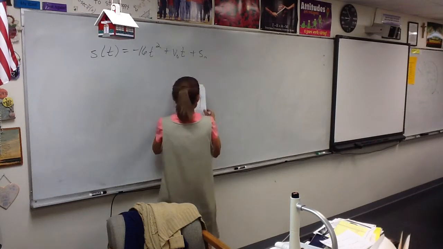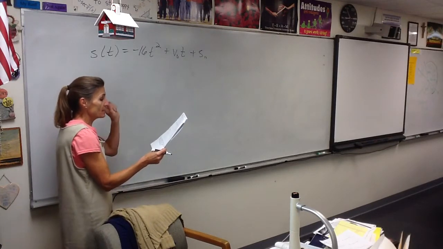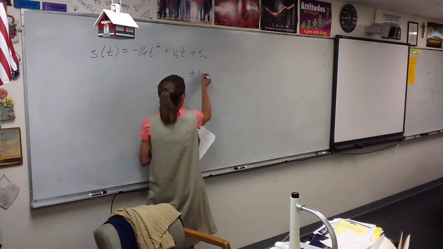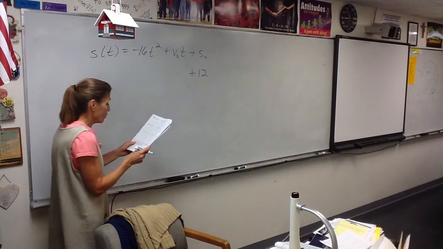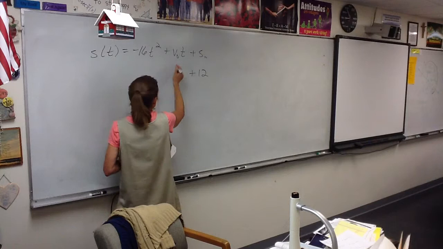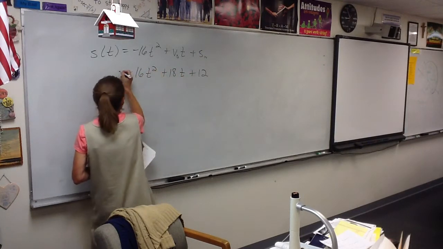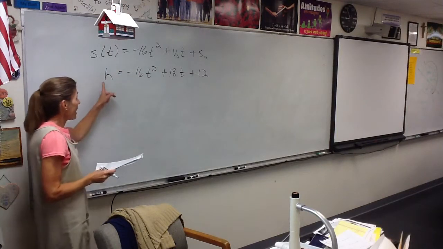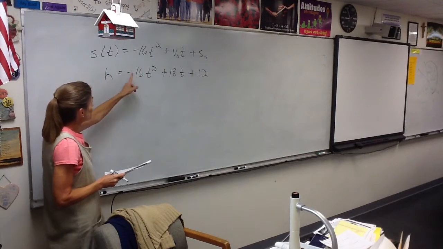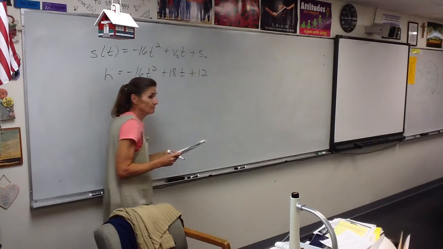This is still the initial height, but it changes. If we're doing problem 3, it is thrown off the top of a building 12 feet tall. So this would be 12, with an initial velocity of 18 feet per second, so this is 18. And this, of course, just stays the same. So for this problem, this is the equation I'm going to use. My height is negative 16t squared plus 18t plus 12.